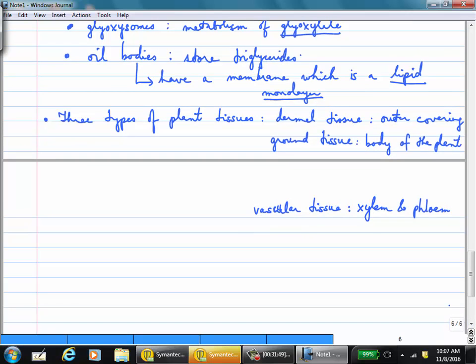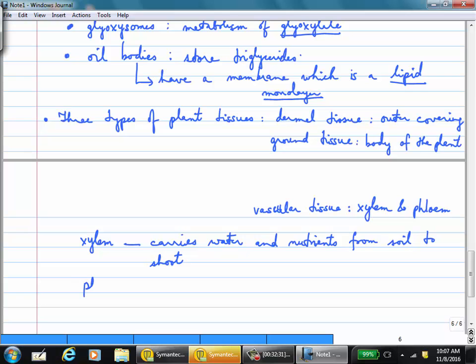So again, you have two classes of vascular tissue, xylem and phloem. I will talk about these in a little bit more detail later on. But xylem is basically the vascular tissue that will take nutrients and water from the soil and give it to the other cells of the plant. So xylem carries water and nutrients from soil to shoot.